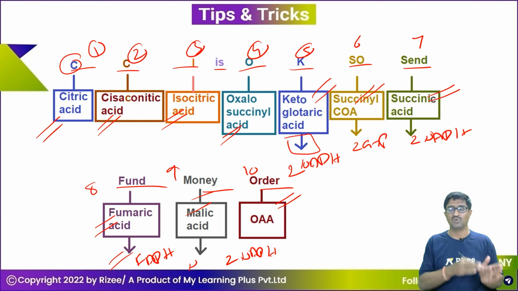So, this is the most important Krebs cycle tip for you, that is Cement Corporation of India is okay, so send, fund, money order.